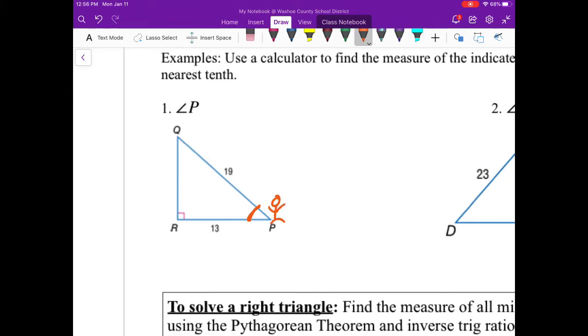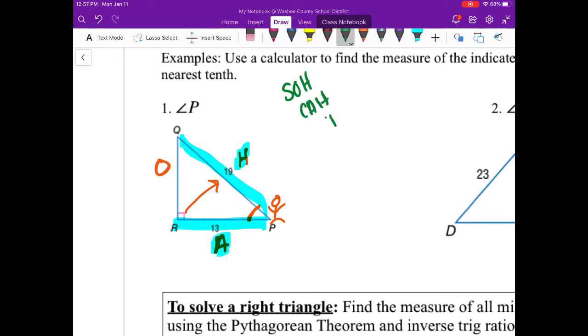And if I'm standing at P, I'm still going to label this exactly as I would. This is still the hypotenuse, this is still the opposite, and this is still the adjacent. So looking at the pieces of information, I know the adjacent, and I know the hypotenuse. Thinking about SOHCAHTOA, which one gives me A and H? That's cosine. So I really am looking for cosine of angle P equals 13/19.